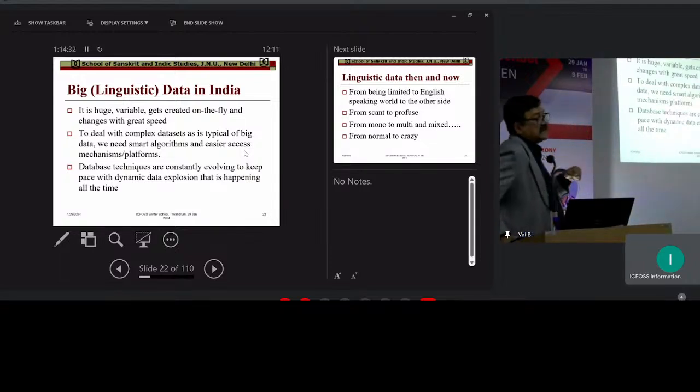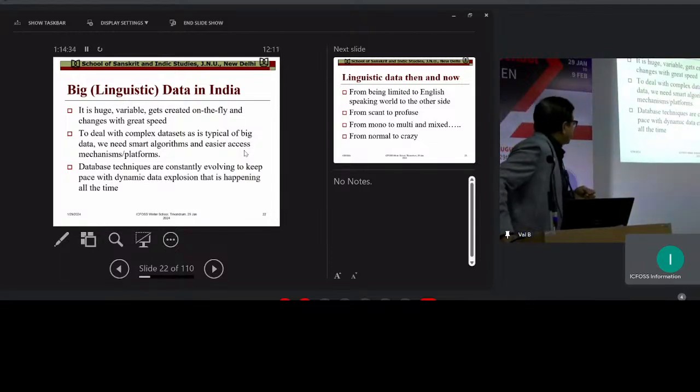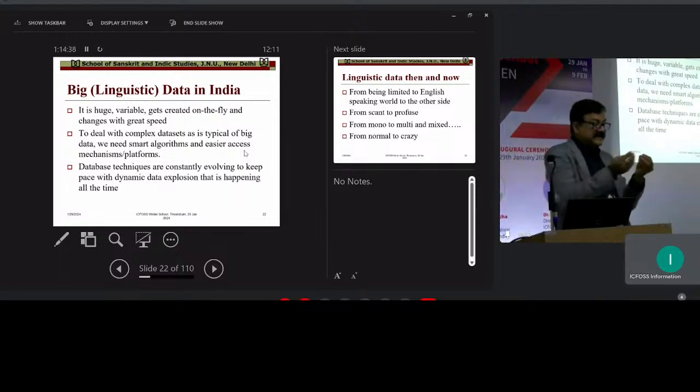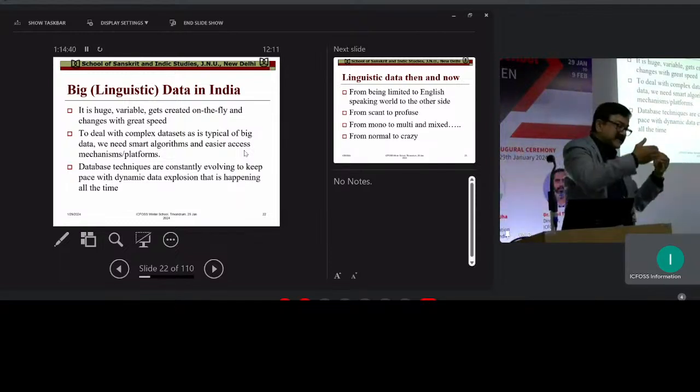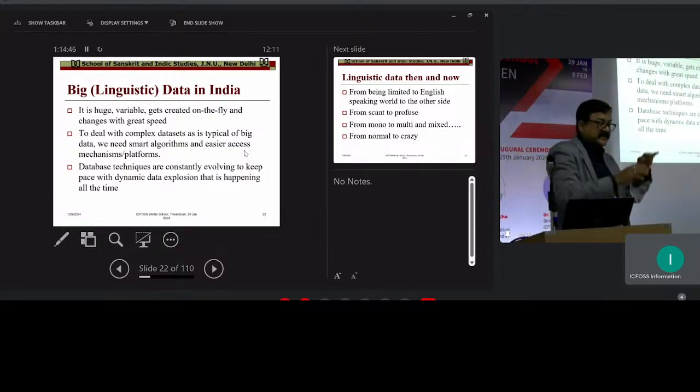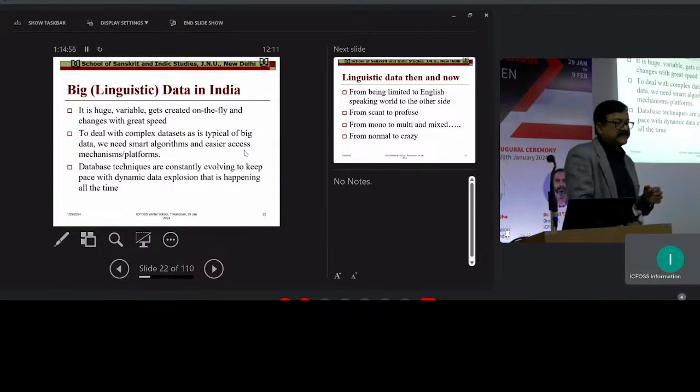Database techniques are constantly evolving. We keep facing the dynamic data explosion that is happening, so database techniques are evolving faster to keep pace with data explosion, data mixing, etc. For example, I'm currently showing the chemistry with the graph. I converted all the dictionaries myself into a searchable form. We are going live very soon.